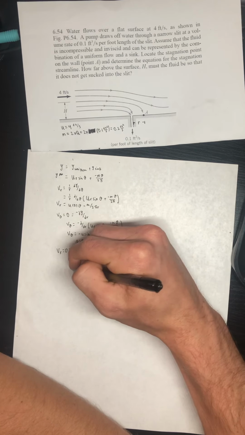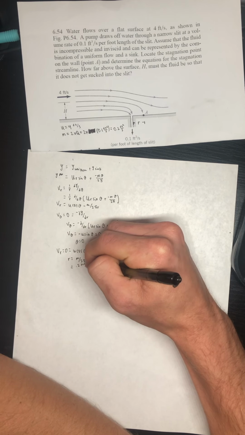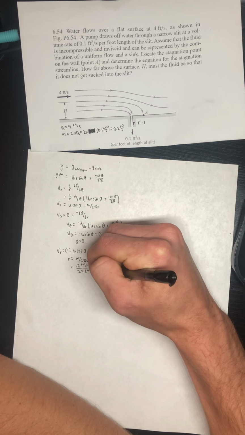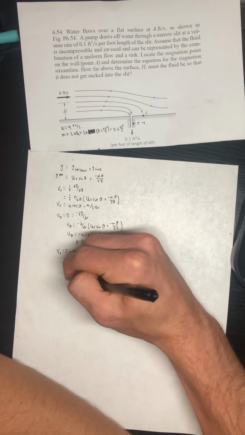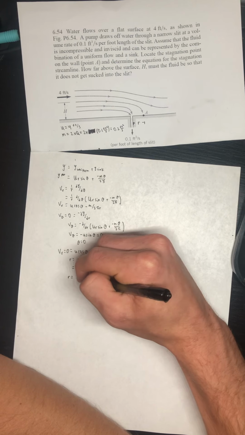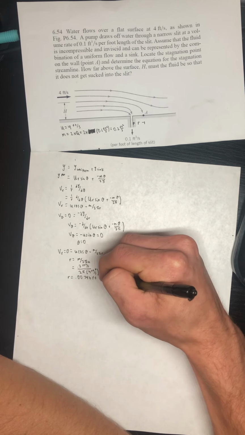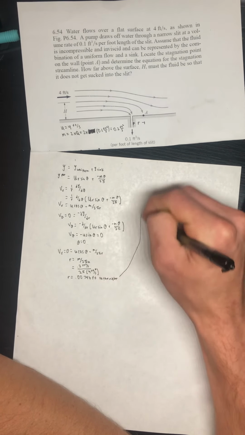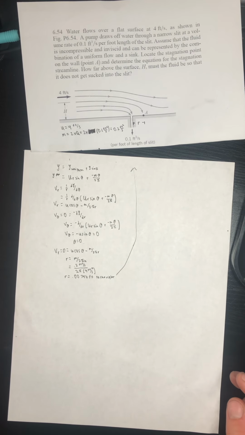So we have numbers for all those. You can just go ahead and plug and chug. That's 0.2 feet squared per second divided by 2 pi times 4 feet per second. And that will give us an R equal to 0.00796 feet to the right of the sink, as you can see up there. Okay. So now we have that value for r.